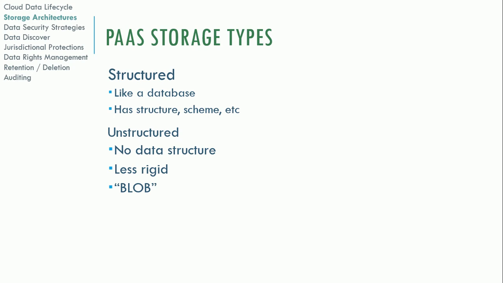Whereas unstructured data is less rigid. You can pretty much store whatever you want. Sometimes it's referred to as blob storage or binary large object. So with platform as a service, you're either doing structured or unstructured storage, and usually it's through some kind of platform like Microsoft Azure, which is their Azure SQL, which is their database engine. And of course, there are other offerings out there as well. So that's platform as a service.